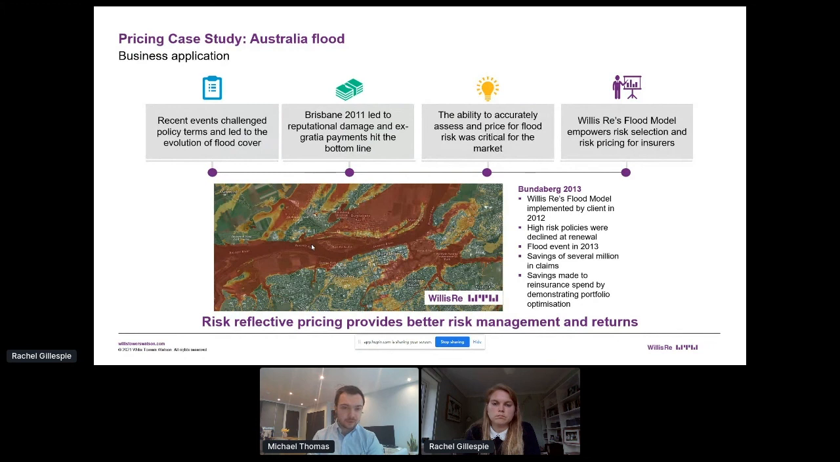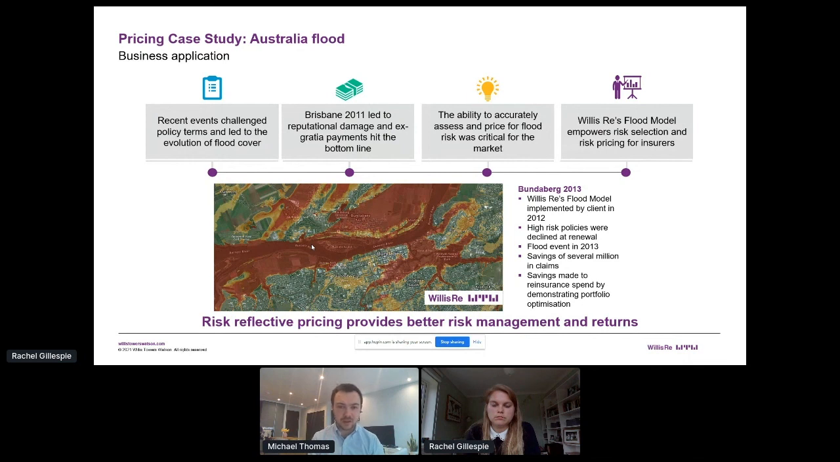And so, obviously, the reputation and relationship with customers around Australia was not great, and they thought, well, if we're going to take this on as risk within the market, we've got to be able to accurately price that and assess flood risk in an appropriate way. And we've come up with our own flood model for Australia, and we've been helping clients since 2011 in their risk selection and risk pricing. But I just wanted to finally end on one case study here.